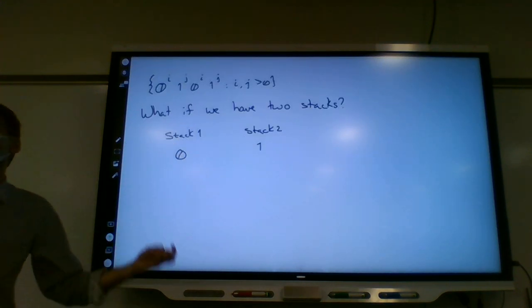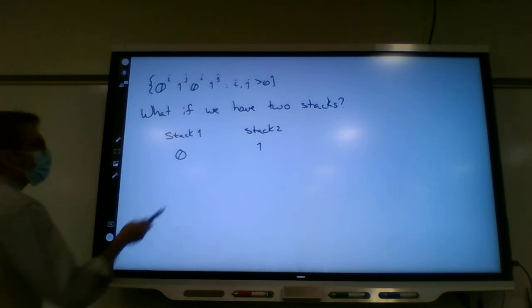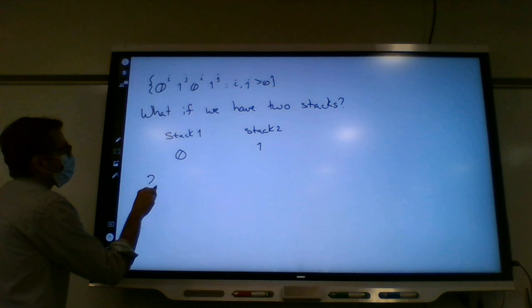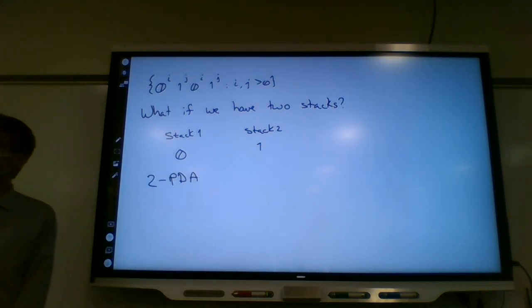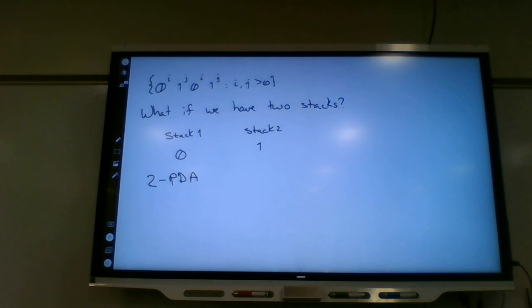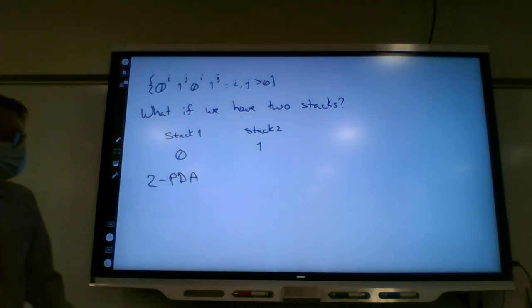All right, but 2 stacks is not what we have, right? Well, actually, there's a thing called that. A 2 PDA is a PDA with 2 stacks. But it's not a context-free scenario, right? This is adding extra capabilities to our machine. So this is something more than context-free.